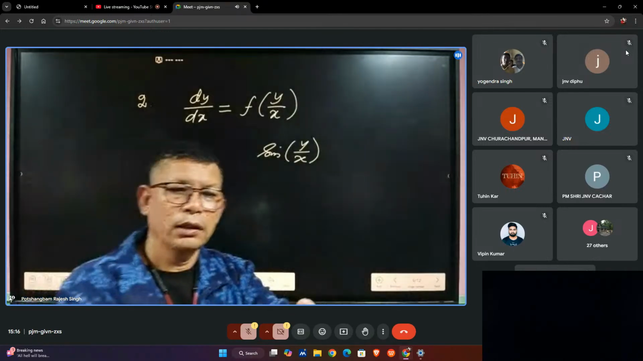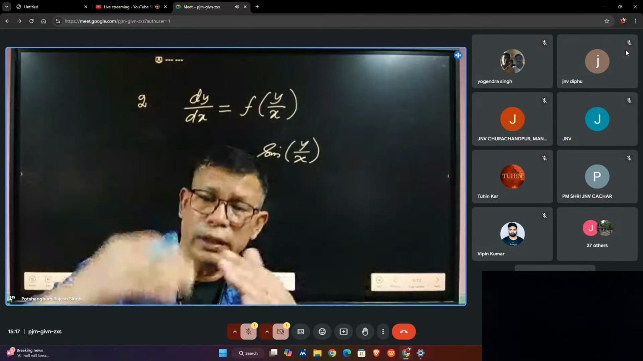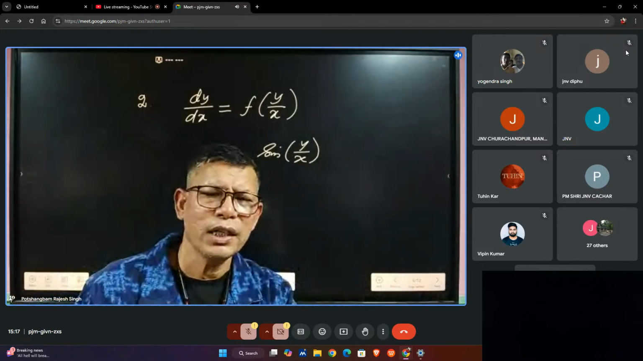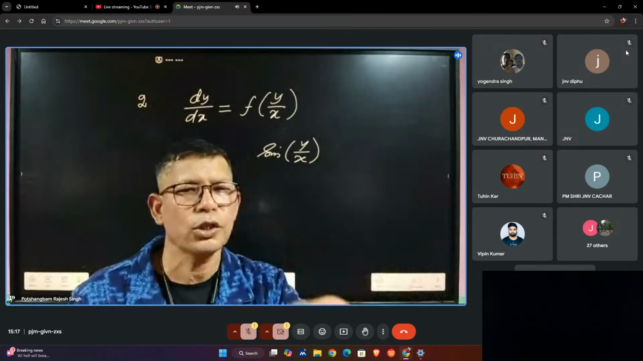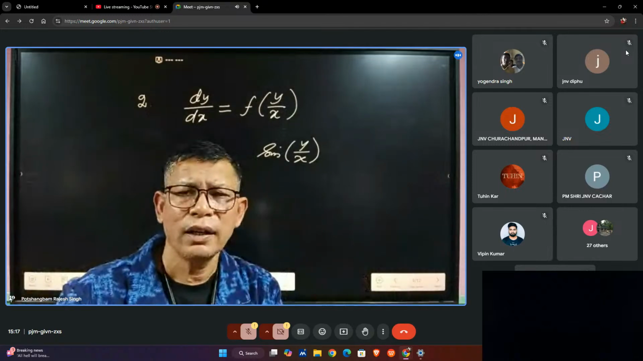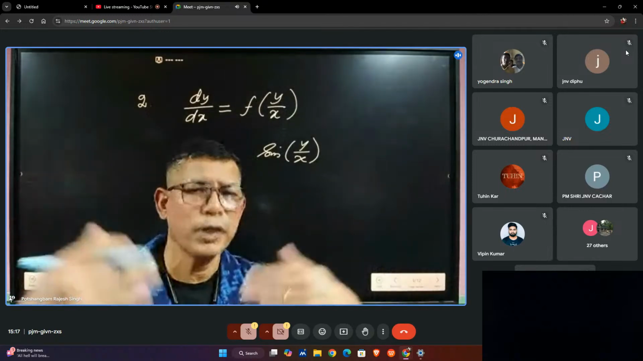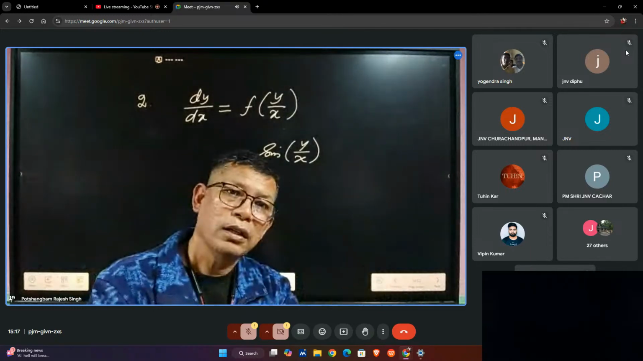Actually, I'm going to categorize them one by one. Okay, the first one is where the function of x by y is not there and the function of y by x is not there. In such a case, the degree of all the terms should be defined, and the degree of the terms should be the same.